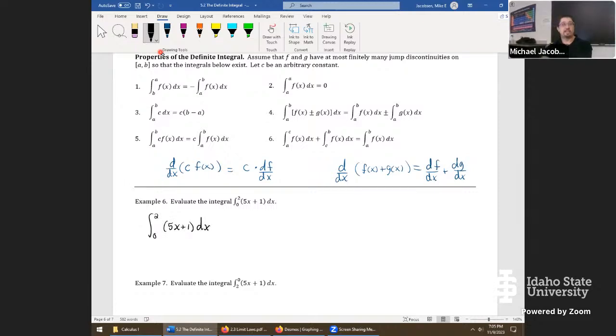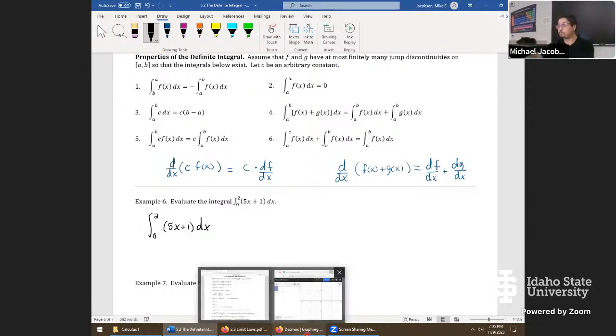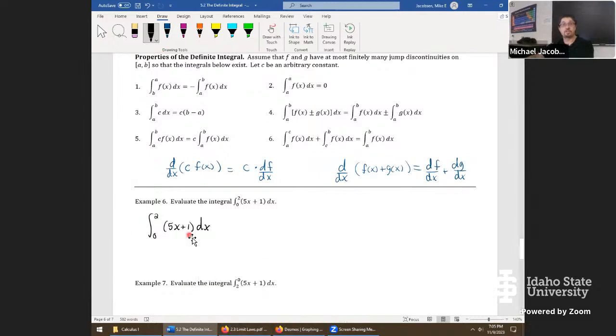This one's not terrible to calculate because the definite integral is going to represent a signed area under this curve. And we can even make this nicer. You don't have to settle for 5x plus 1. Let's apply property number 4 on this thing.